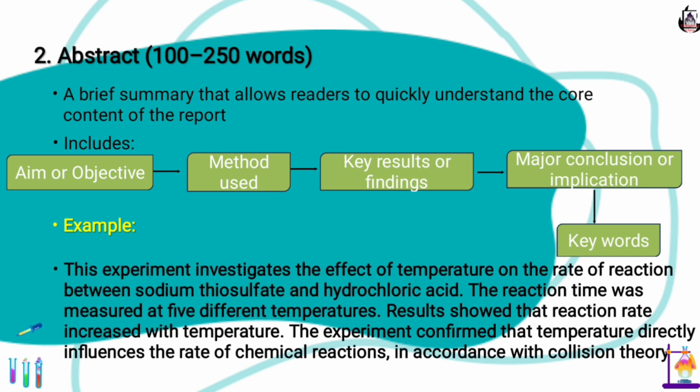This experiment investigates the effect of temperature on the rate of reaction between sodium thiosulfate and hydrochloric acid. The reaction time was measured at 5 different temperatures. Results showed that reaction rate increases with temperature. The experiment confirmed that temperature directly influenced the rate of chemical reaction in accordance with collision theory.